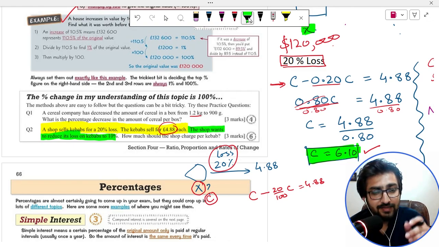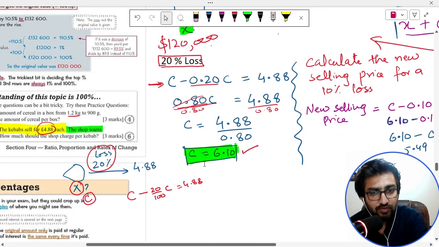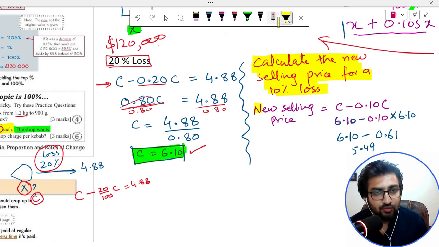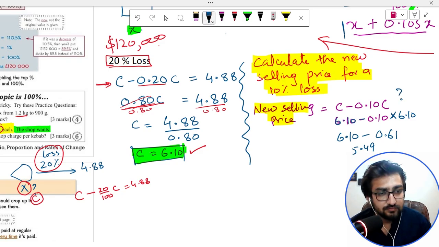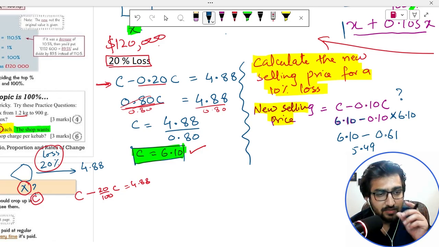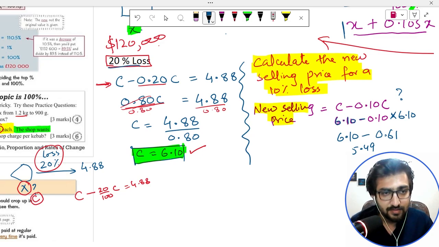we want to make that a 10% loss. So I will use this value and calculate the new selling price for 10% loss. New selling price is C minus 0.10 C. Think on this where I explained this question. This was the increase and decrease concept, because 6.10 is the price of kebab and we want to find out a 10% decrease, because he was selling at 20% loss. Now we want to reduce that by 10% and take that to 10% loss. So here is a decrease concept.